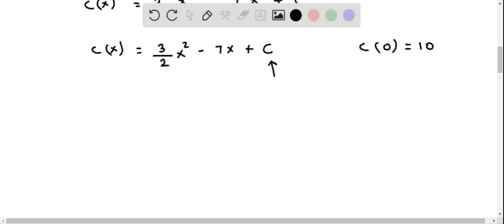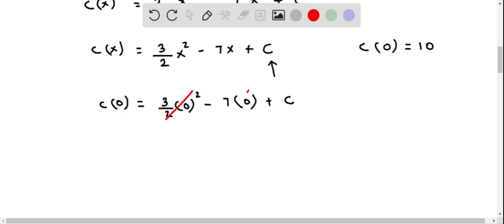I'm going to replace x by 0 here, so it will be c of 0, and this equals 3 by 2 times 0 squared minus 7 times 0 plus the constant of integral c. We can see that this becomes 0. 7 times 0 is 0, and we can replace c of 0 by 10. So therefore we get 10 equals c.